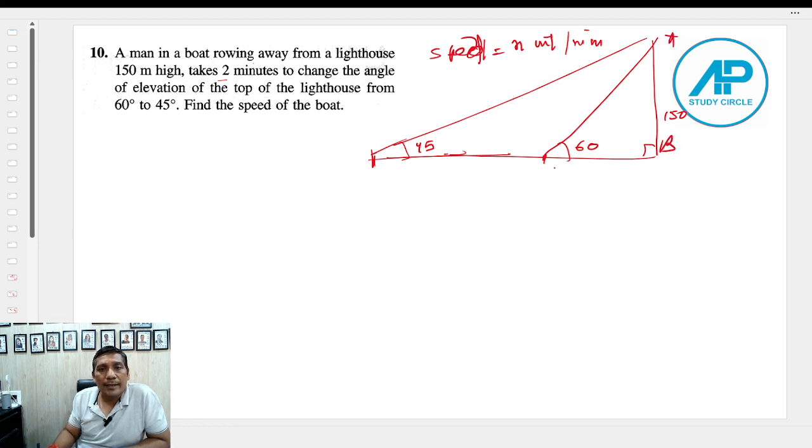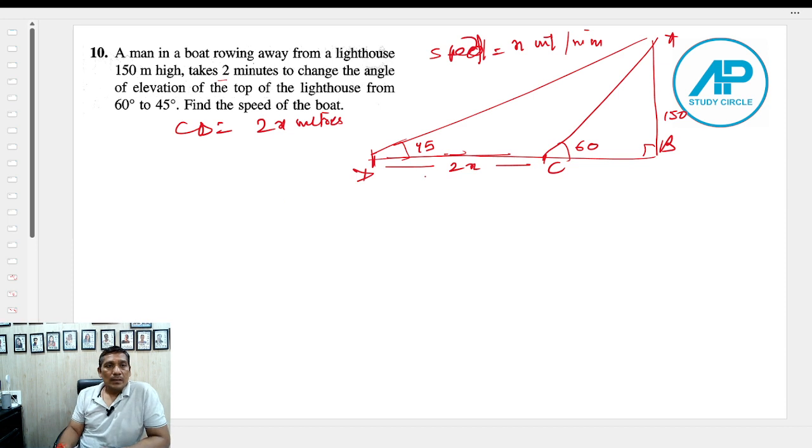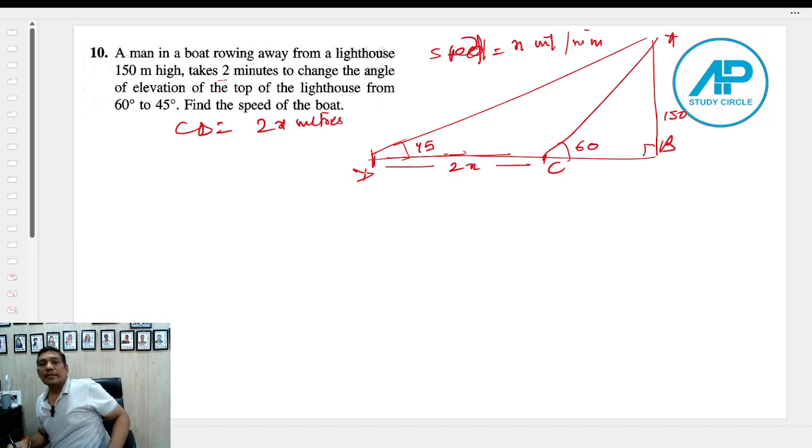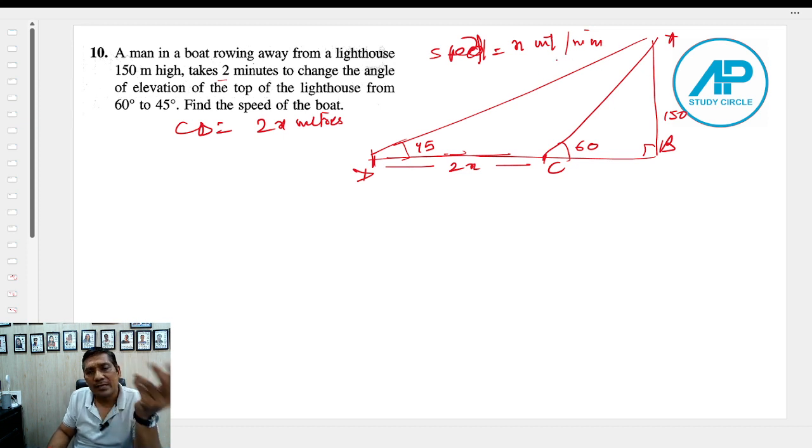Iski labeling kar deta hun, A B C D. So the distance between C D should be 2x meters. और हमको speed of boat find out करनी है. What should I do in this question? Now should I use the value of speed as x, or can we do something else? Now I think what we can do is that if I anyhow find this distance and divide by 2 minutes, that will give me the speed of boat in meter per minute again. So if I do not assume this as 2x also, it will work in that manner only.